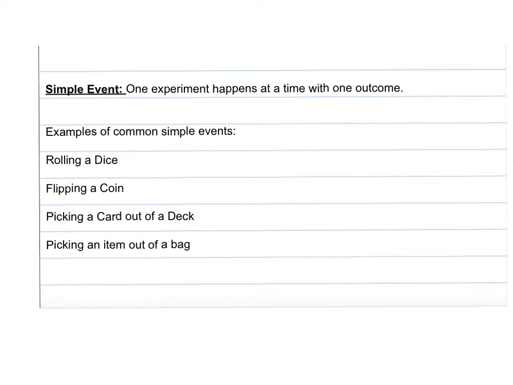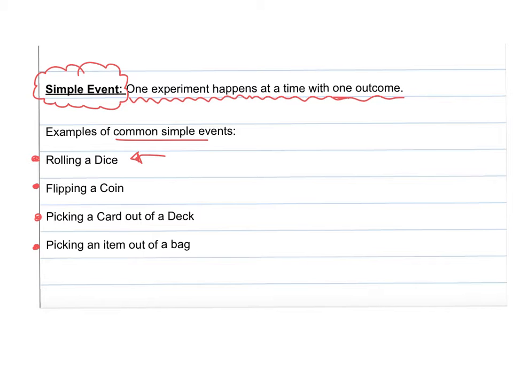So another vocab word that I'd like you to either write down or maybe highlight if you have the notes template is simple event, which means one experiment happening at a time with one outcome. So some examples of common simple events would just be rolling a dice, flipping a coin, picking a card out of a deck, picking an item out of a bag, and many more things. But if we roll one dice, it's going to land on a number, which is one outcome. If we flip a coin, it's going to land on either heads or tails, so that's one outcome, and so forth. We'll pick one card out, one item out of a bag, so we have one thing happening from our event.